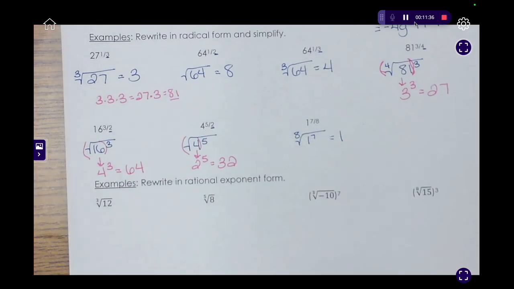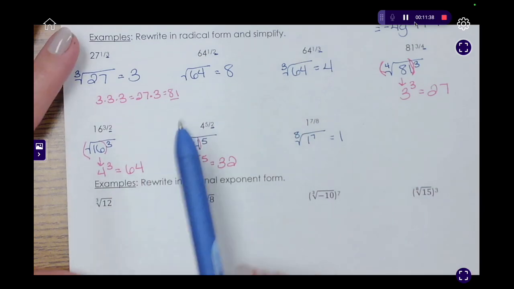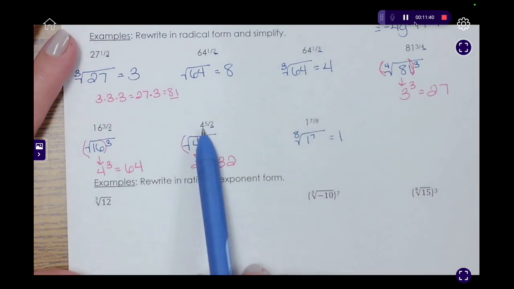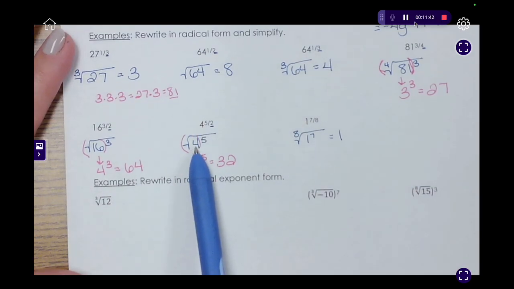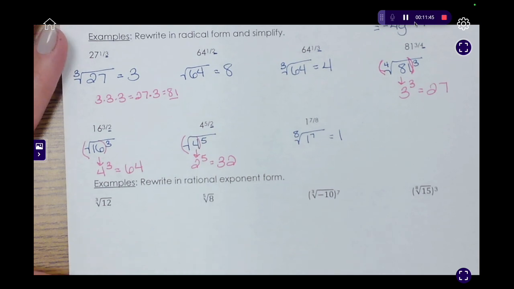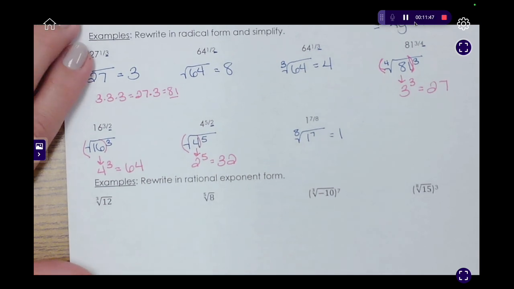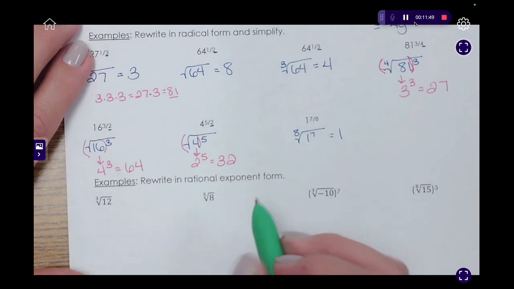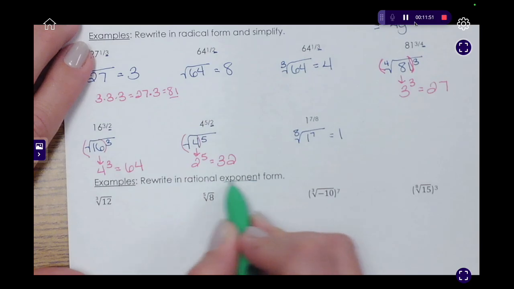So that one's pretty easy to work with. Okay, so this is just making sure that I can take a fractional exponent and rewrite it in that radical form. Okay, so now I need to be able to do that on the opposite as well. So if I give you this, I should be able to write it as that rational exponent.